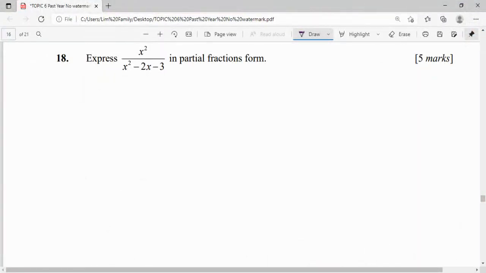For question 18, express this fraction in partial fractions form. First, we have to identify whether it is a proper fraction. We can see the numerator is a quadratic, and the denominator is also a quadratic. When they are the same degree, quadratic divided by quadratic, this is an improper fraction. Partial fractions are only applicable for proper fractions. For an improper fraction, we need to do long division before we get the partial fractions.